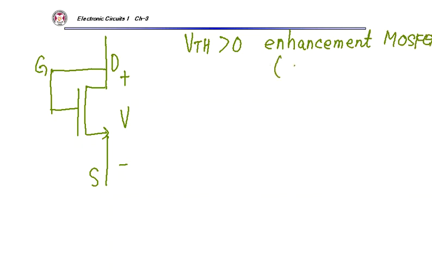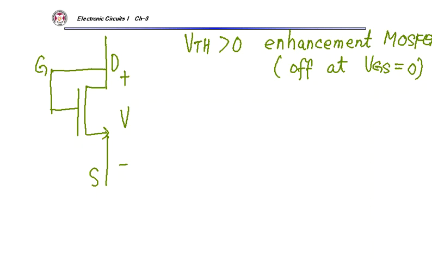The enhancement MOSFET is off at VGS equals 0, so current doesn't flow. I have to enhance the gate source voltage for current conduction. In the NMOS, I have to enhance in a positive direction, since the threshold voltage is positive. For the P-channel enhancement MOSFET, my threshold voltage is negative, so I have to enhance in a negative direction for hole flow. Okay.